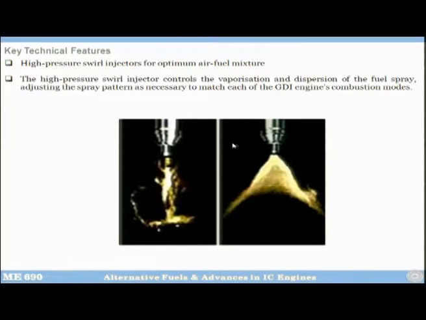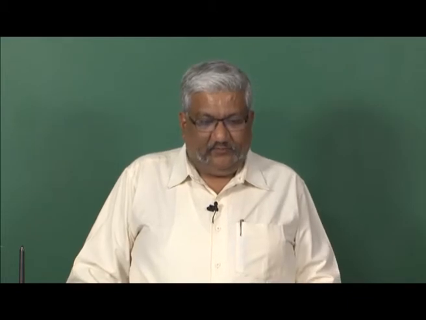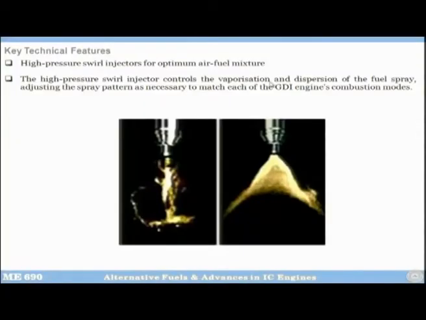Because here you see in GDI engine, one of the things is that the time available for evaporation of the fuel and mixing with the air is very small. Okay, you have to do it inside the combustion chamber. So, the high pressure swirl injector controls the vaporization and dispersion of the fuel spray, and you can actually adjust the spray pattern as necessary to match each of the GDI's combustion modes, okay, whether it is homogeneous charge combustion mode or whether it is stratified combustion mode. Okay.